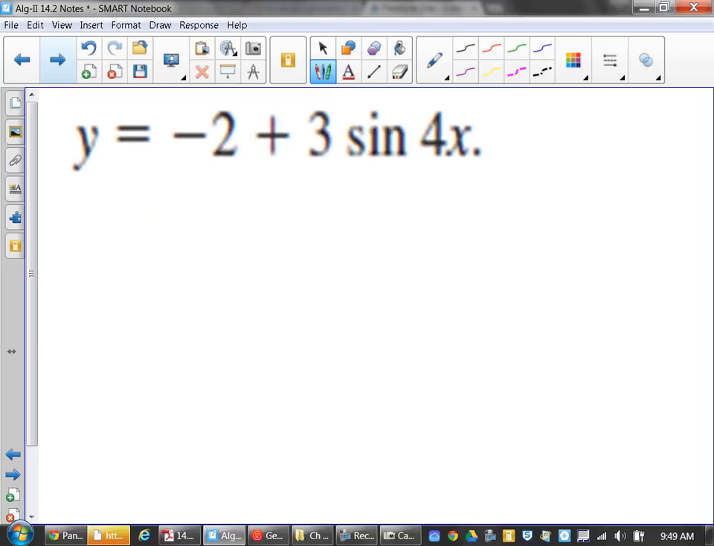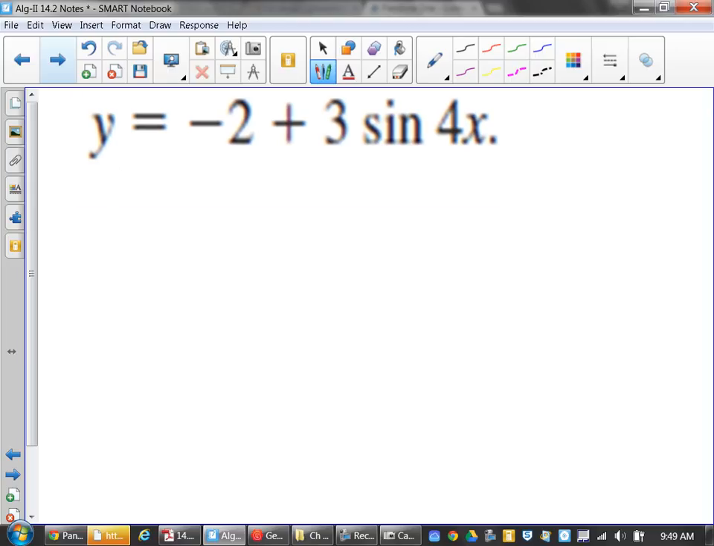So I have y equals -2 plus 3 times the sine of 4x. What do you think I'm going to do first? Find your A, B, H, and K. Very good. So my A value is, B value is, H value is, and K value is.